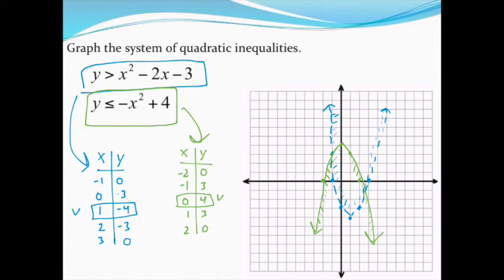And then I'm looking for where the two shadings overlapped. I can see that the section that got shaded twice would have been this sort of pillow-shaped section right there in between the two parabolas. So go back and very, very darkly shade in that region. That would be my solution to the system. Any point I pick in that region would work in both parabolas at the same time.